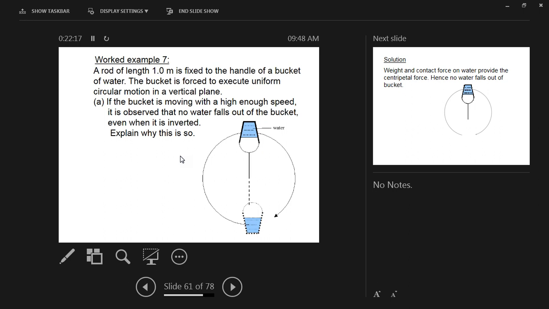What happens if the velocity is not high enough? Then the centripetal force required, the mv squared over r, if it is smaller than the weight, then the water will flow. Okay, so the concept here is to swing as fast as possible, such that the centripetal force is larger than the weight.